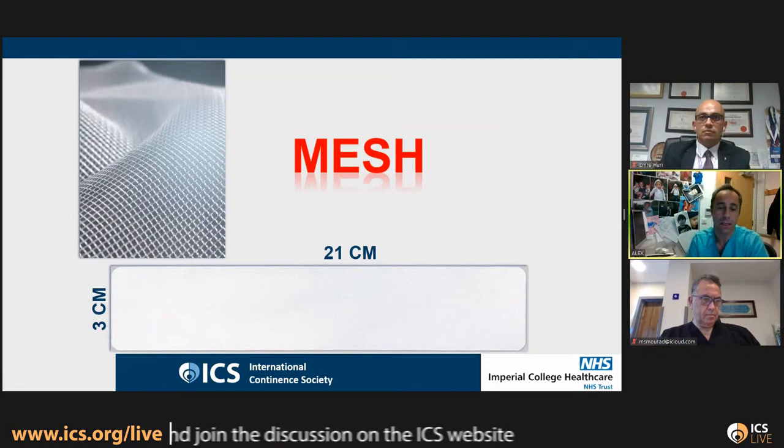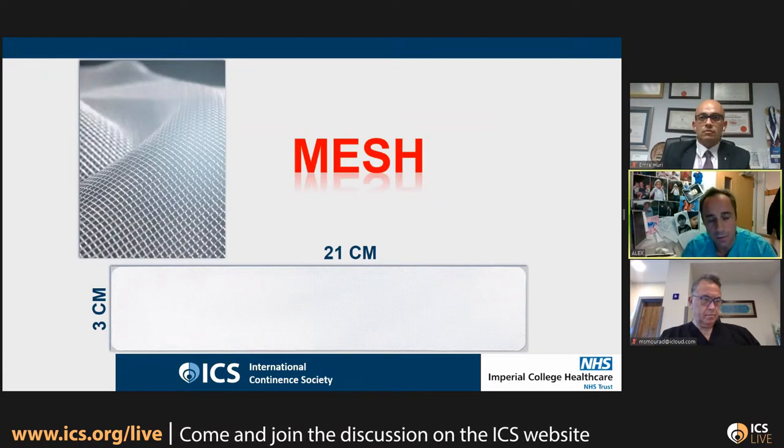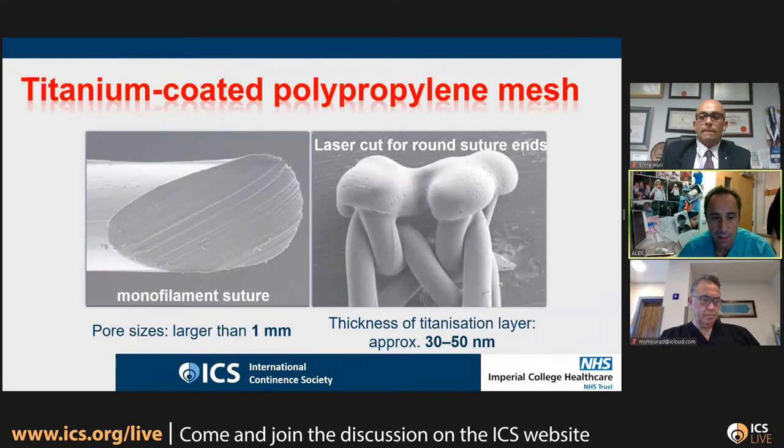This is the mesh that I normally use. I don't have any conflict of interest with the manufacturer. This is a white tape, 21 centimeters long and 3 centimeters wide. It's a monofilament, larger-pore mesh, and the thickness of the titanization layer is about 30 to 50 nanometers.